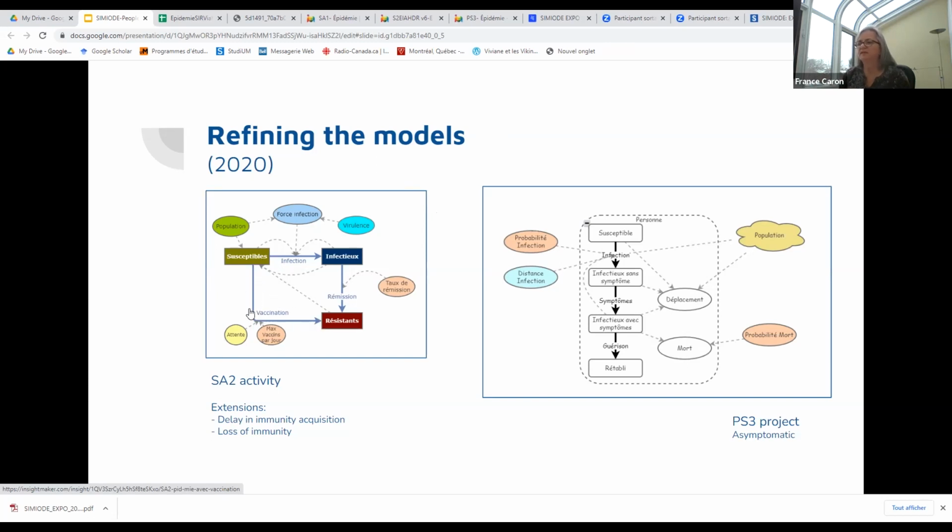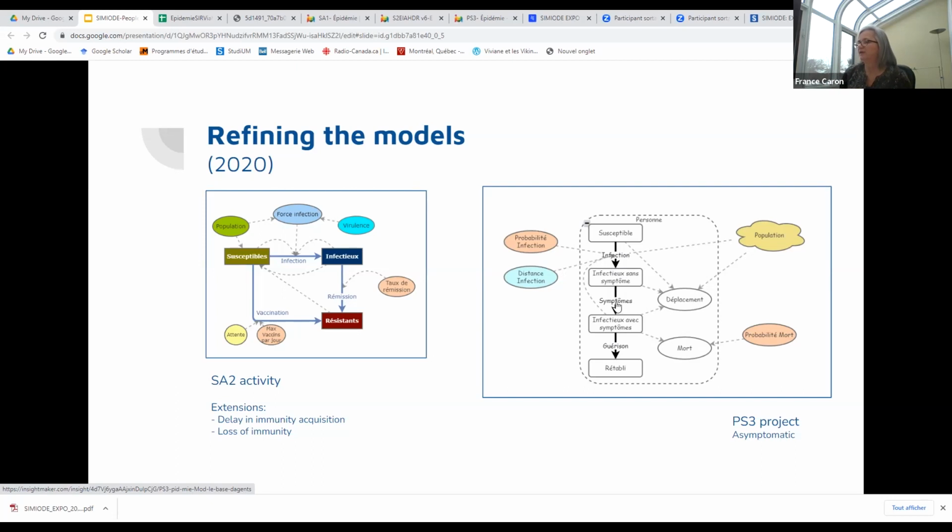Could we make it more realistic? Do we really get immunity on the day of vaccination? Could we introduce a delay in immunity acquisition, and even a loss of immunity that would make the resistant go back to being the susceptible? Another variation, another refinement, was suggested by one of the students that worked on the project, who really wanted to distinguish between the infectious without symptoms and those with symptoms, with the assumption that symptoms would come at some point.